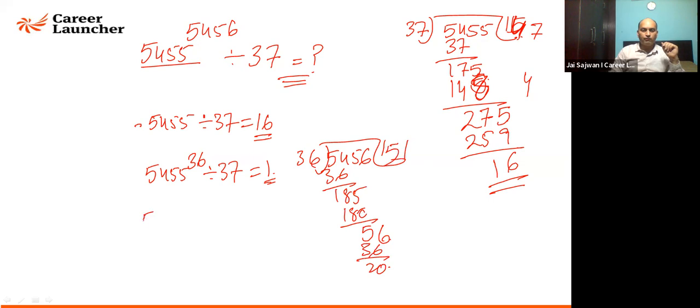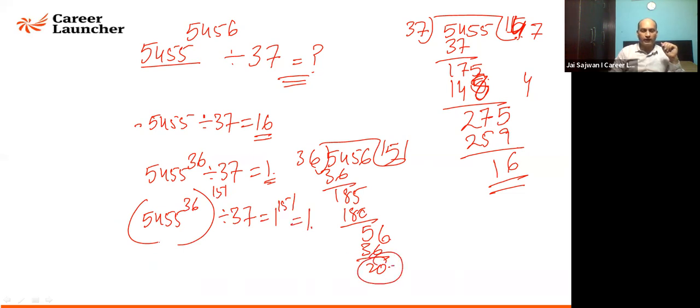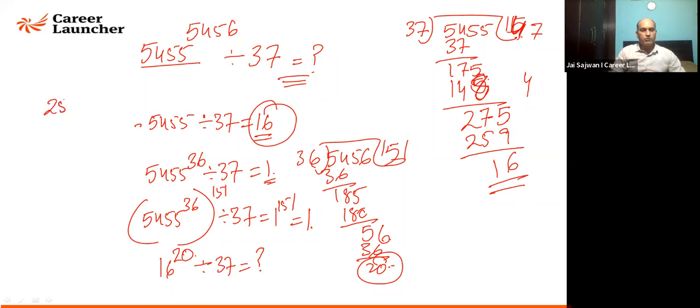So I know 5455 to the power of 36, I'll raise the power of this as 151 when divided by 37. 1 to the power of 151, remainder is 1. The remainder, you all know it is 20. So I want to find out this number to be 16 to the power of 20 remainder. I believe it is clear to all of you. Why? Because the remainder earlier was coming out to be 16. So 16 to the power of 20, I want to find it, divided by 37, what is the remainder which is coming? 16 square is 256.